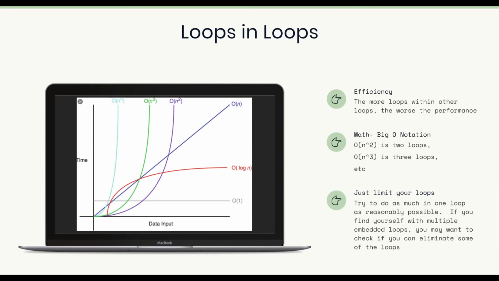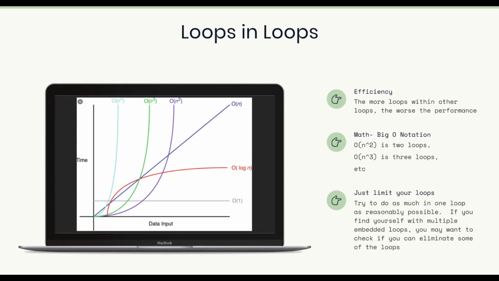Loops in loops. On this slide, we start to talk about efficiency a little bit. The more loops within other loops, the worse the performance is going to be. This becomes a major factor when you have very long lists that you might be iterating over. Let's say you're going to iterate over a strand of DNA, and that strand of DNA is going to have thousands and thousands of items in it. Well, if you embed loops in loops, that's going to cause performance to be a lot worse than it probably should be. In math, this is usually called big O notation.